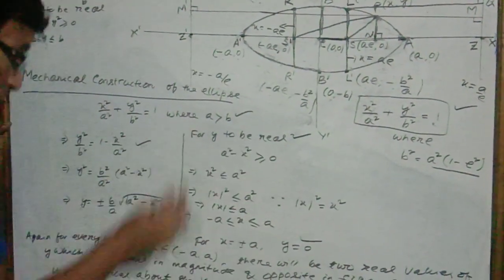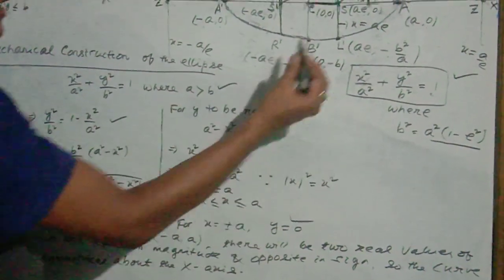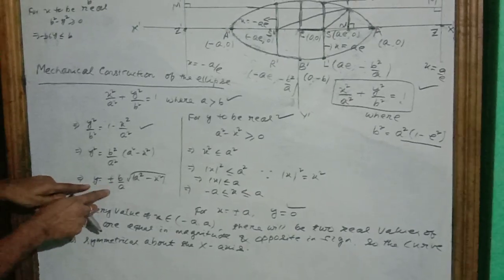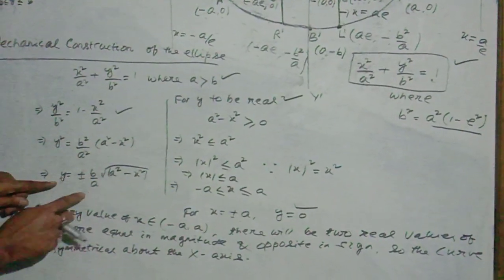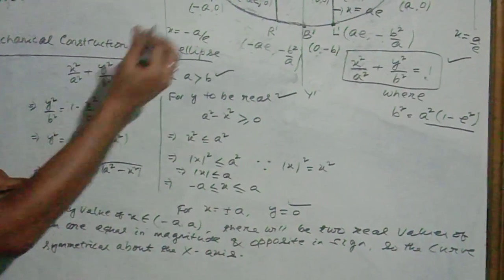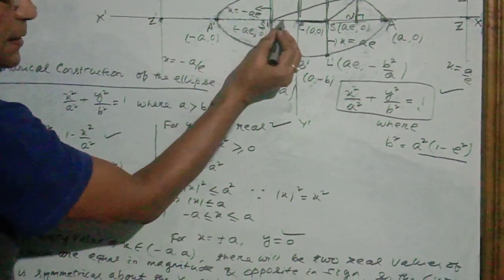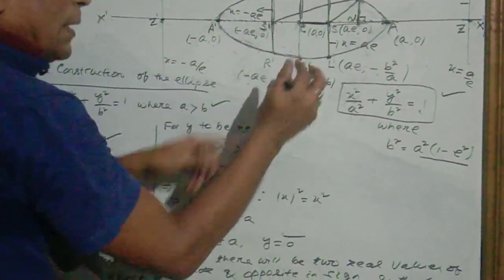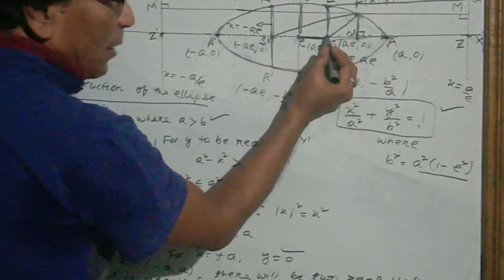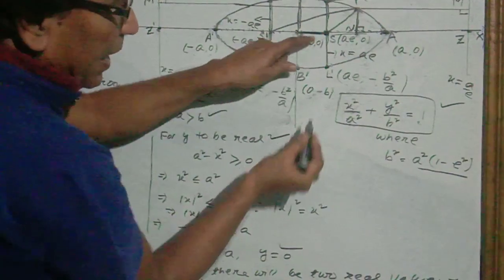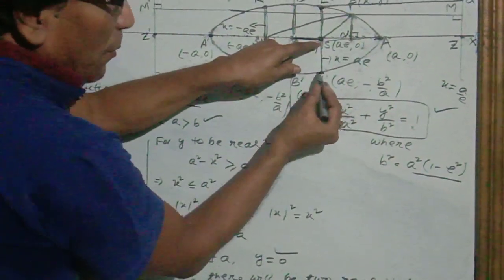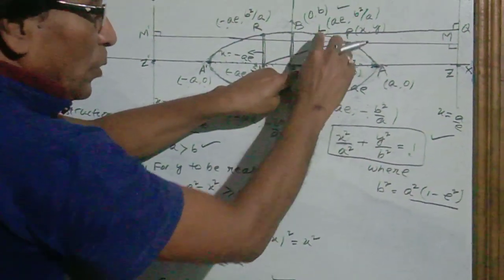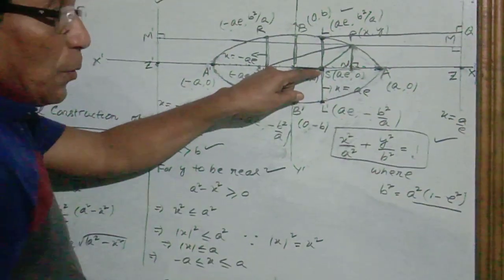So for every value of x belonging to the open interval (−a, a), we will be getting two values of y which are equal in magnitude and opposite in sign because of this plus minus sign. So for each and every value of x greater than −a and less than +a, there will always be two values of y. When you take x equal to a, you will be getting two values of y, one is b²/a, another is −b²/a, which are equal in magnitude and opposite in sign.